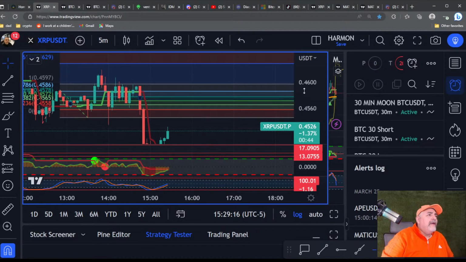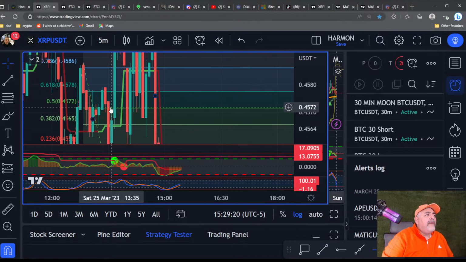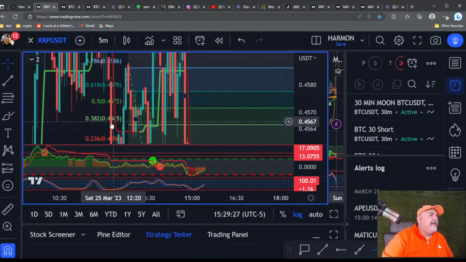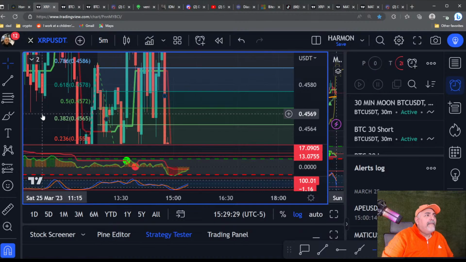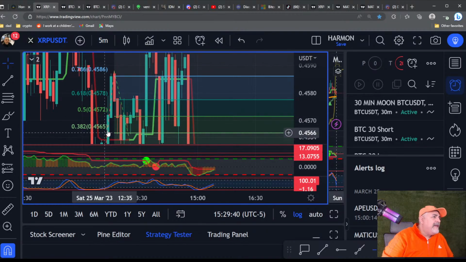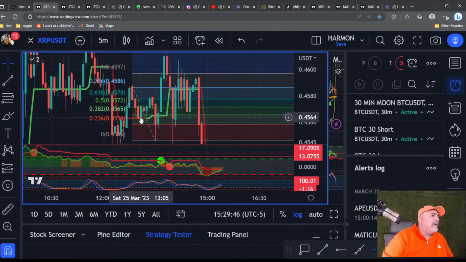So now, where do we want to go here? There's a thing called the golden pocket, right? The golden pocket is when a coin gets in above the 0.382 and the 618, right? This is the golden pocket right in here. 0.382 between 0.5. Anytime a coin gets in this golden pocket and it starts bouncing in between here, you want to go ahead and get yourself set up into a long position, right?